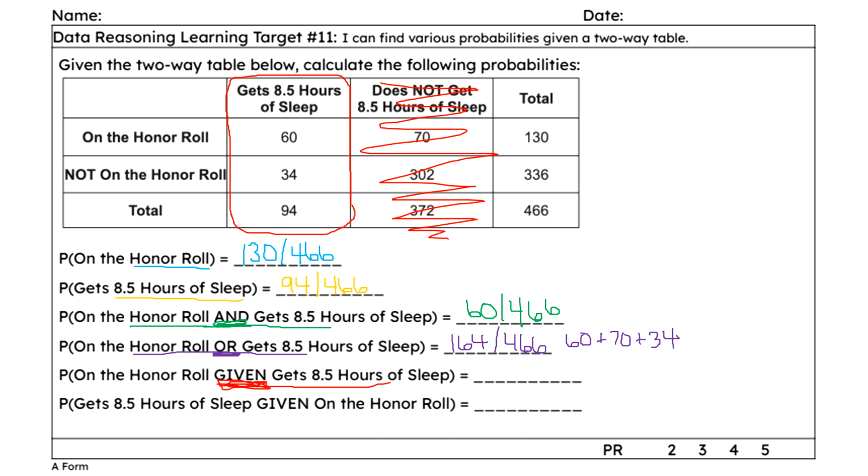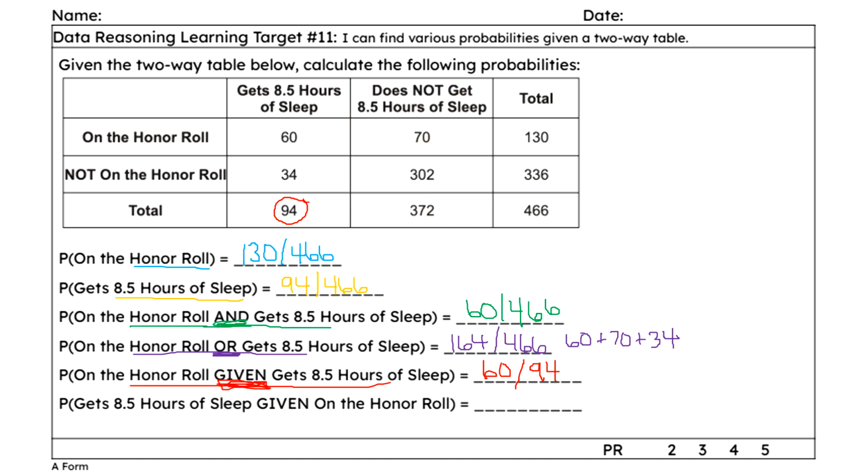All right, we want to know of the ones who get 8.5 hours of sleep, how many of them were on the honor roll? So here's the ones who were on the honor roll out of a total of 94 people who get 8.5 hours of sleep. So this is 60 out of 94 now instead, because we are excluding the does not get 8.5 hours of sleep group. This is called a conditional probability.